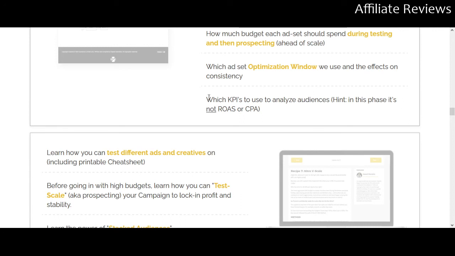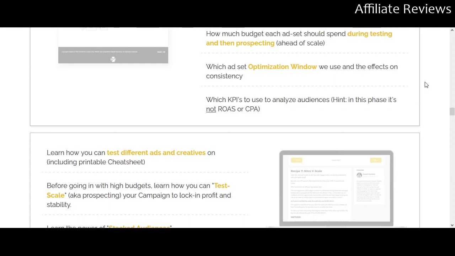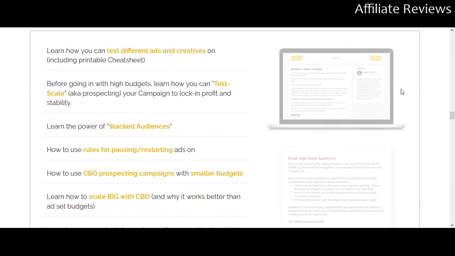I'm not going to get into explaining this simply because I think this is a fun little thing if you're not up on Facebook advertising. Pick this module up, go through it, and find out what this means. Okay, that is my challenge. Or simply go and Google some acronyms, and you can find it out. But learn how to test different ads and creatives, including a printable cheat sheet.